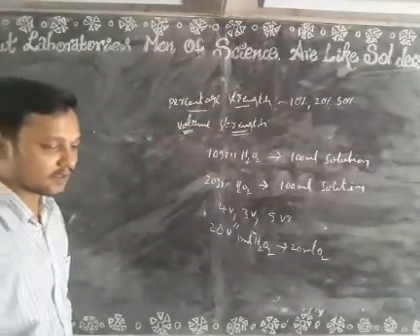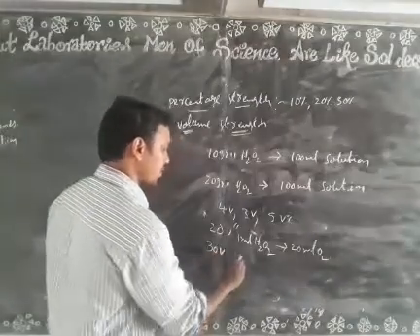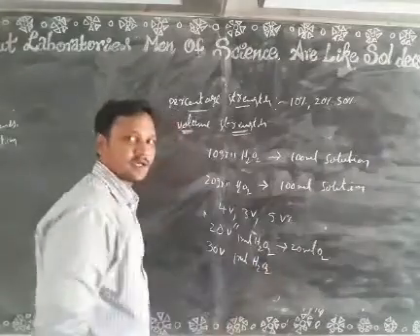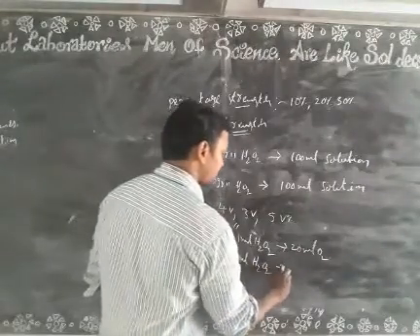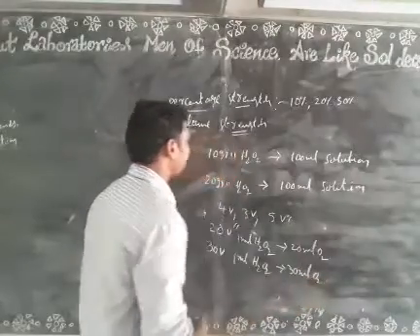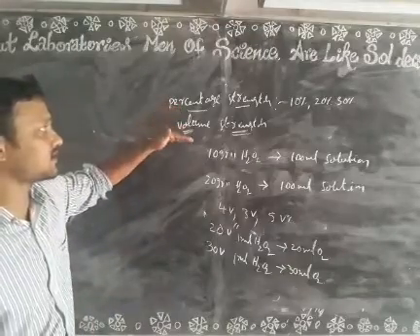For example, if we denote 30 volume, it means 1 ml of hydrogen peroxide gives 30 ml of oxygen. It is called volume strength. Okay, so this is percentage strength and this is volume strength.